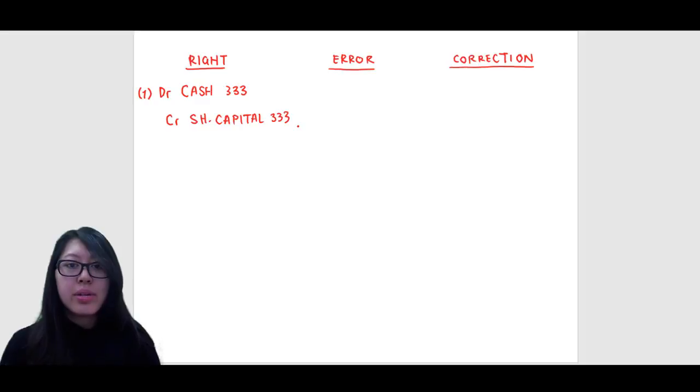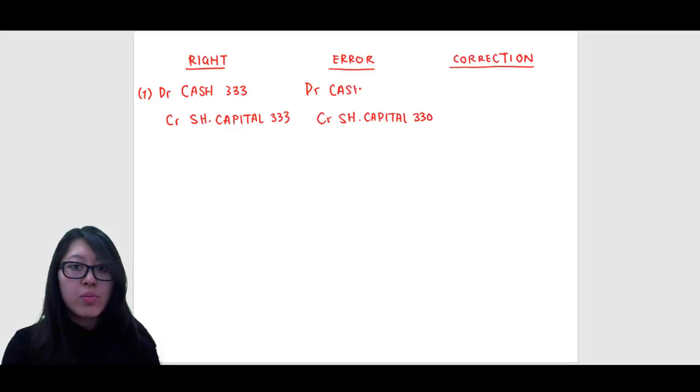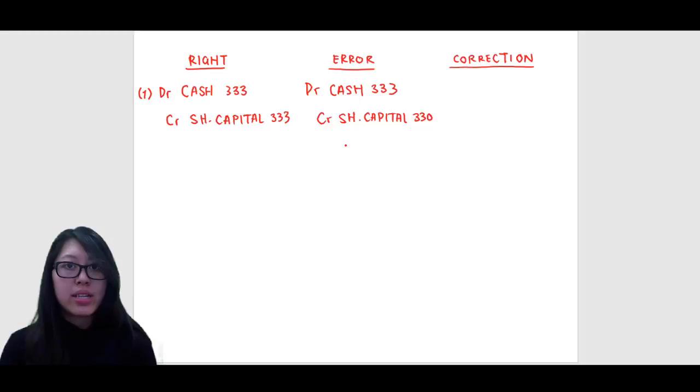Okay, now let's think about the error. The error just now was that it was credited to share capital of a figure of 330,000, right? And because they didn't mention anything about the cash, then it's a sign that there was no problems with the cash. The cash was entered correctly, okay?